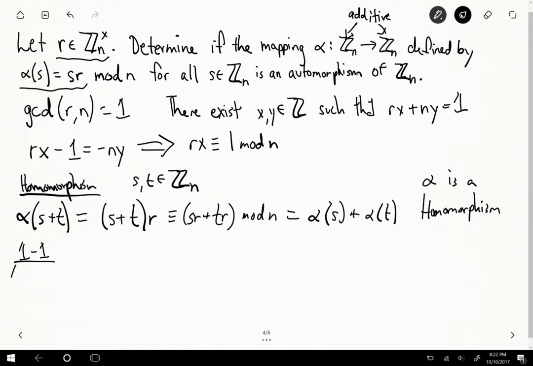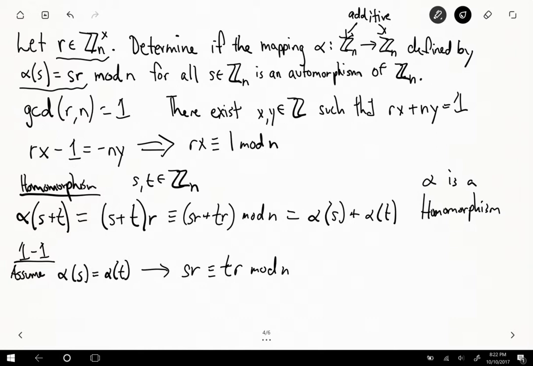Okay, so in order to do that, assume, and I'll use s and t again, alpha of s equals alpha of t. Technically I should use something maybe a little bit different, but at the end of the day we'll get the same result. So what does this mean? That means that sr is equivalent to tr mod n. Sorry about that.